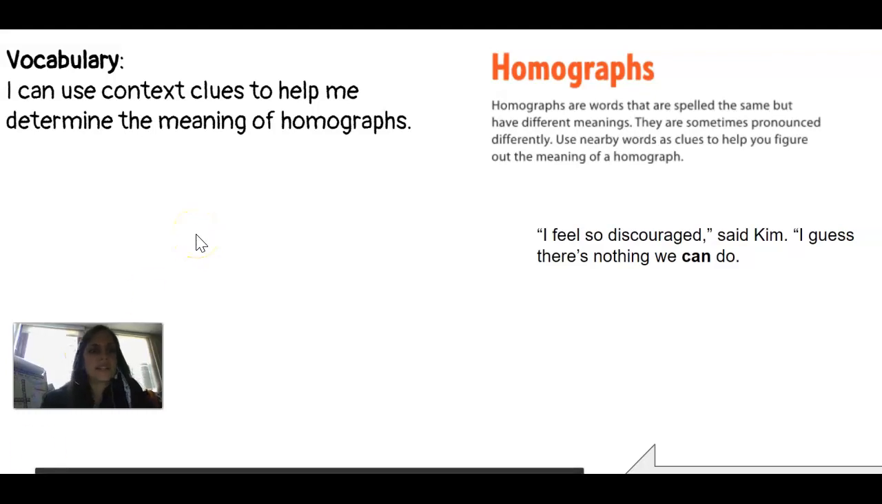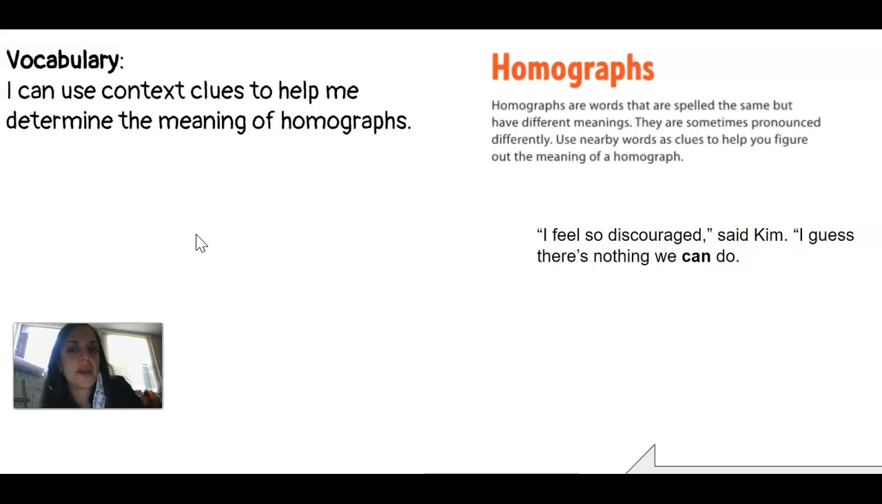I can use context clues to help me determine the meaning of homographs. What's a homograph? Well, homo means same and graph means to write. So homographs are words that are written or spelled the same but have different meanings. They are sometimes pronounced differently also. So we're going to use our nearby words as clues, our context clues, to help us figure out the meaning of our homographs. So here's an example.